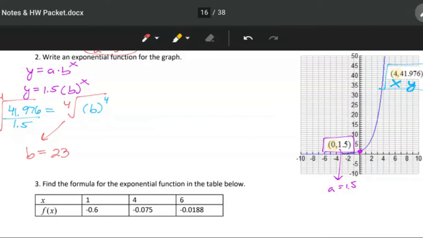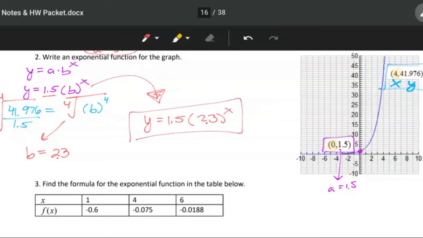So again, we were trying to come up with an exponential function. We knew a, we were just trying to find b. So basically, I'm just going to rewrite this: y equals 1.5, our b is 23. I'm sorry, I think that was 2.3. Sorry, not 23, 2.3 to the x power. All right.